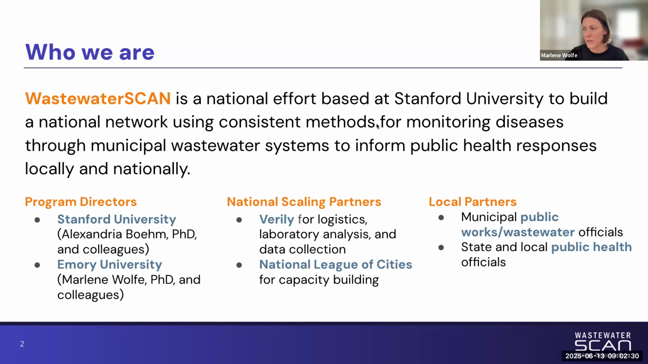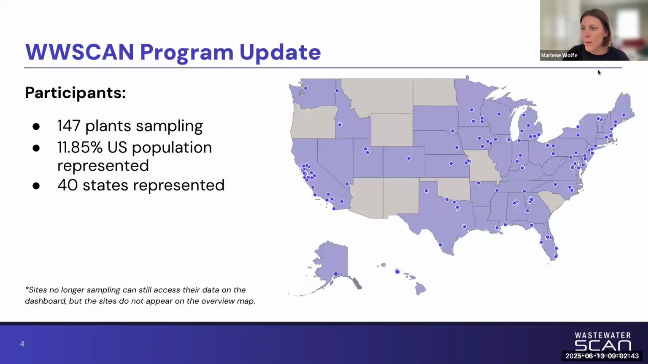The goal of this call is to be for all of our partners who are in public works and wastewater officials, and then state and local public health officials. So it's great to see everybody. Little program overview and update. This has not changed since last month, but we have 147 plants in WastewaterSCAN representing almost 12% of the US population, and we have 40 states represented. So thank you to all of you from all over the country.